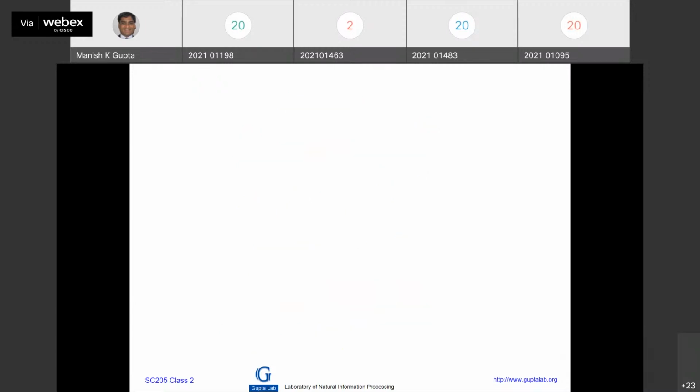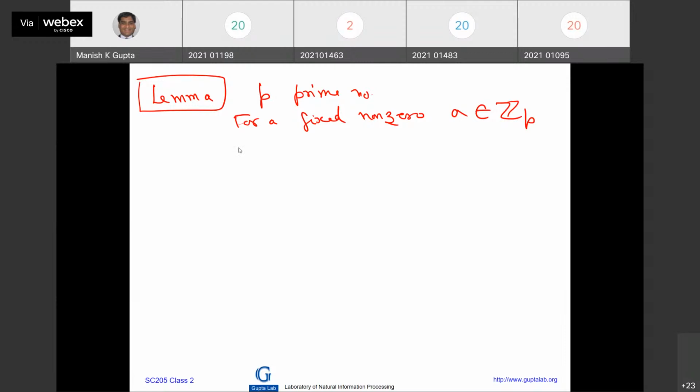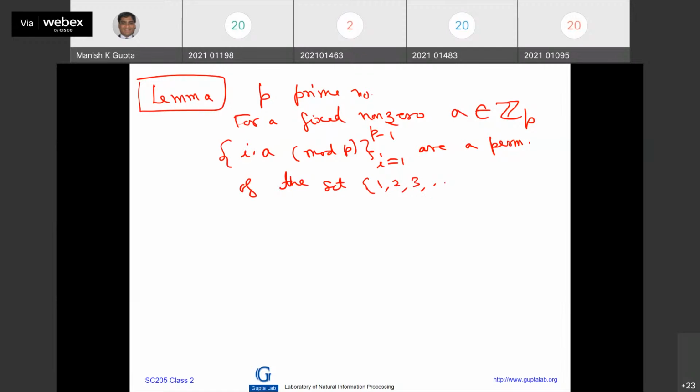So I am writing it as a lemma. P is a prime number. For a fixed non-zero a in Zp, consider the set i times a mod p. Then this is a permutation of the set 1, 2, 3 up to p minus 1. Right? Whatever we observed, I have written as a statement.